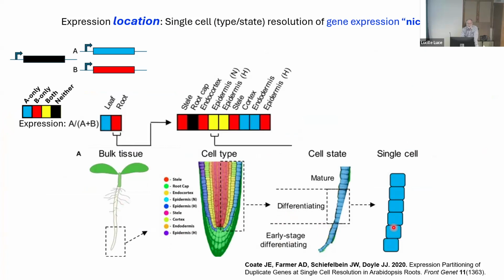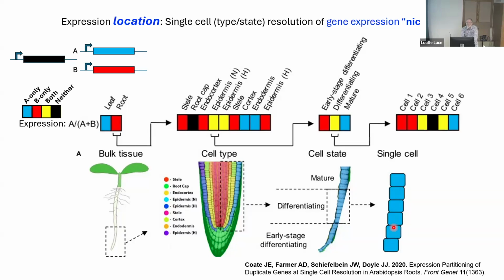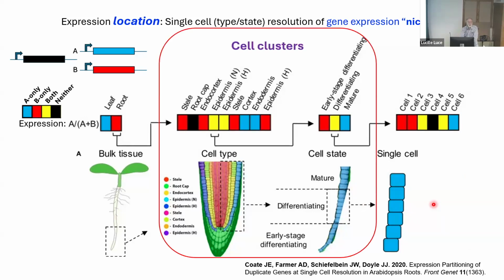If we now look at the root expression at the cell type level, we see the same kind of pattern, where some cell types or cell clusters are expressing one gene, some the other, some both, some neither. And now we break out the epidermis cells, for example, and look at these as they develop, becoming mature. Again, the same kind of pattern. And even at the single cell level, we may see variation in terms of which gene is being expressed. This level of the single cell is probably, for various reasons, beyond our ability to really work with very clearly. And so we're really talking about cell clusters, a mixture of state and type.